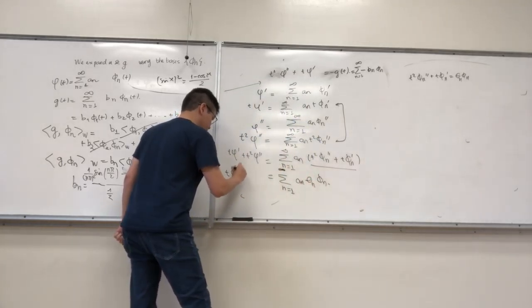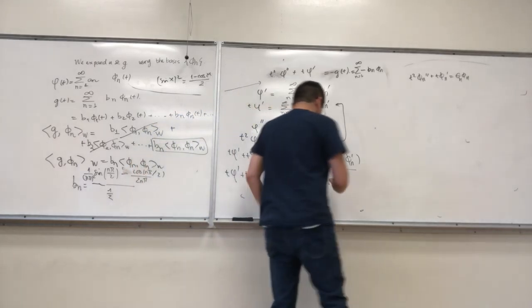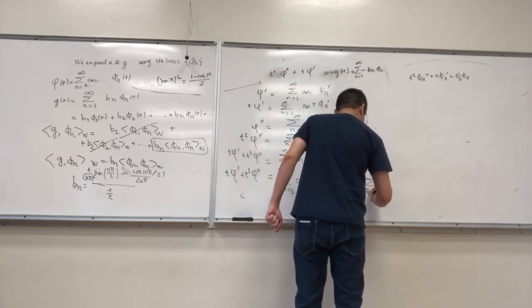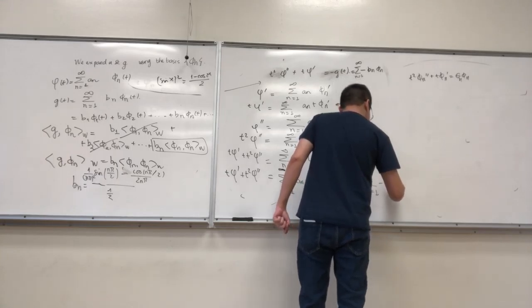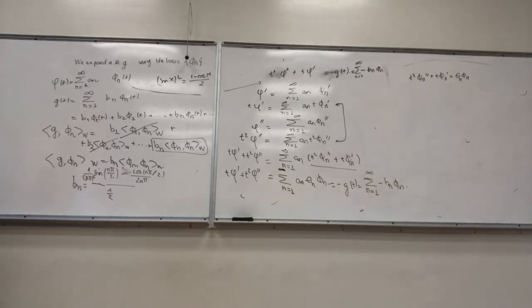So this is t squared phi second plus t phi prime. And this is also minus g of t, right? From the beginning, and this is the sum when n goes from 1 to infinity of minus b_n phi_n. So what can you say about the relation between a_n and b_n? A_n equals negative b_n divided by theta_n.